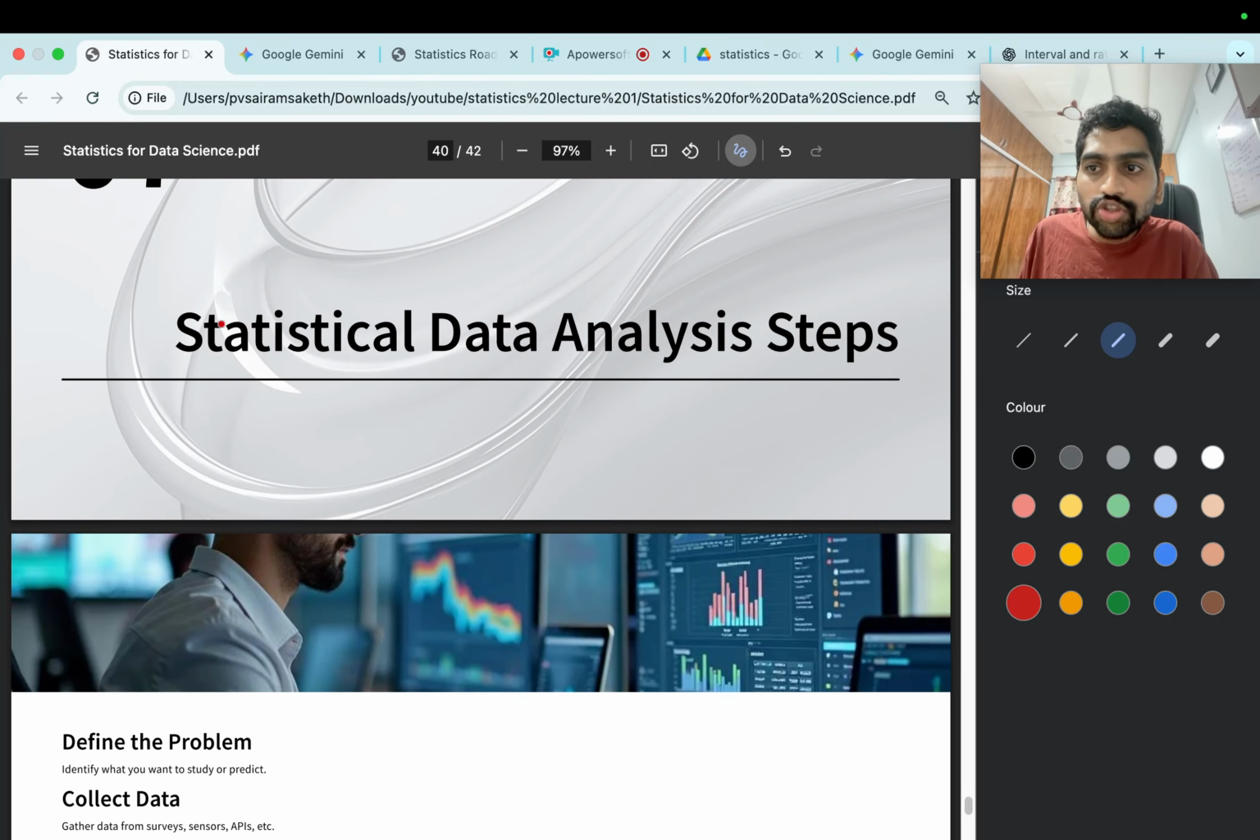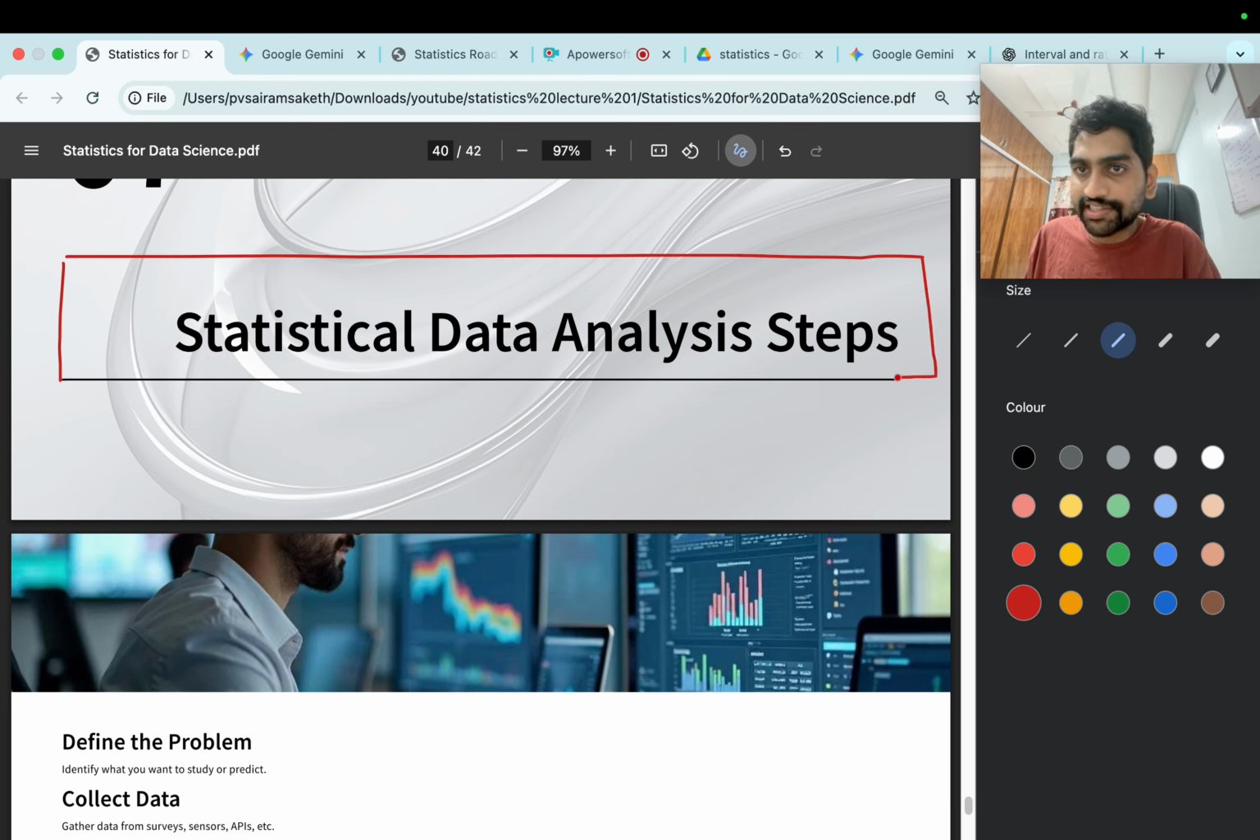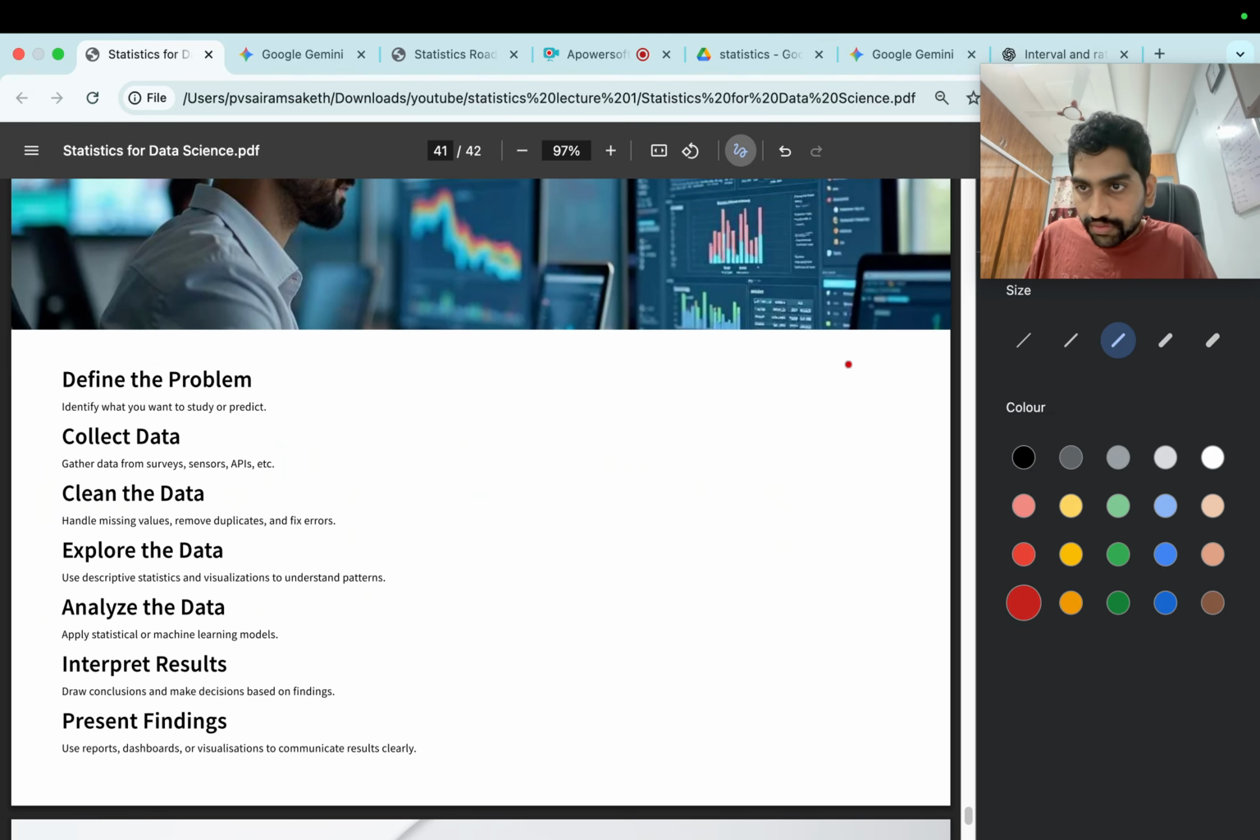The last topic for this section, introduction to statistics, is the statistical data analysis process. This is a very simple thing, not difficult. We'll discuss it now. To do data analysis, statistics plays a very important role. The first step is identifying the problem statement. Problem statement identification is very important when we try to solve a particular problem. You should know what the problem statement is actually about.